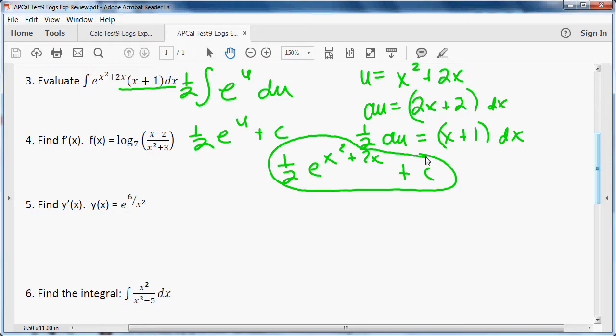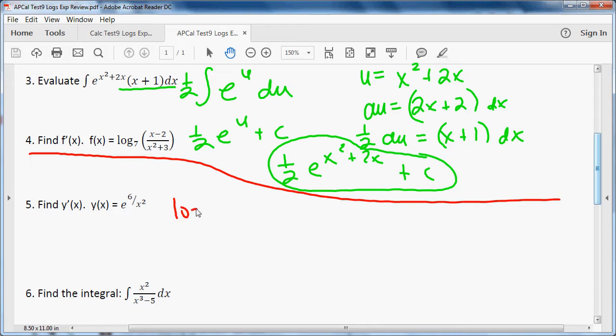On number 4, we're told to take the derivative of this logarithm. And what we should do first here is use the properties of logs to separate this. So I will do log base 7, make sure you keep that base, of x minus 2 minus log base 7 of x squared plus 3.